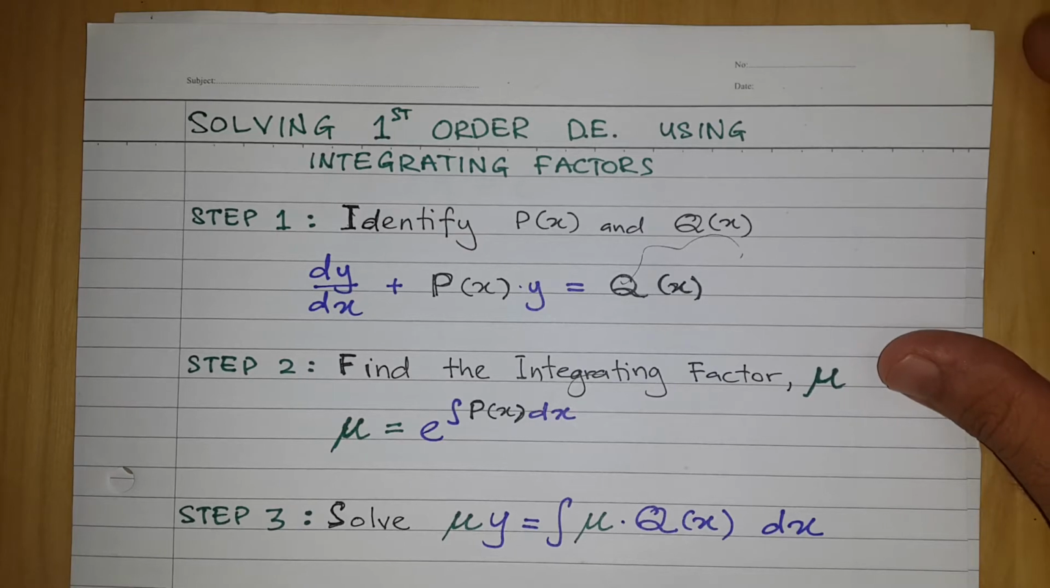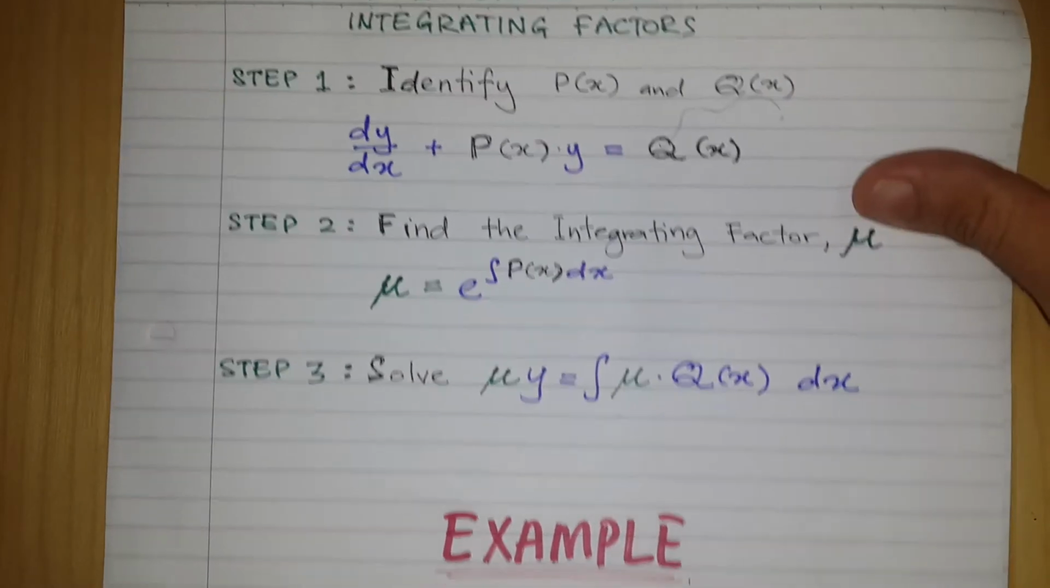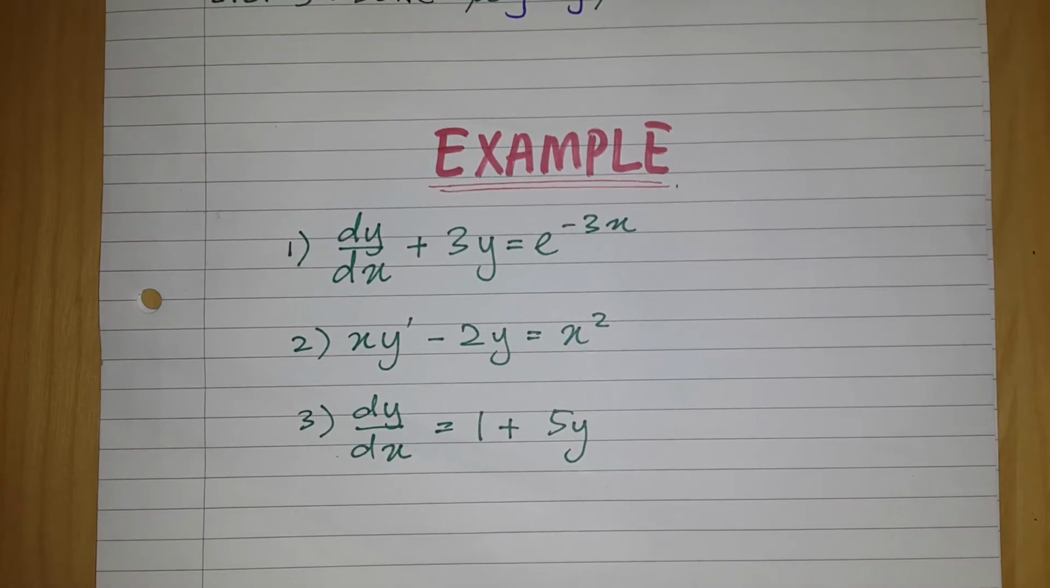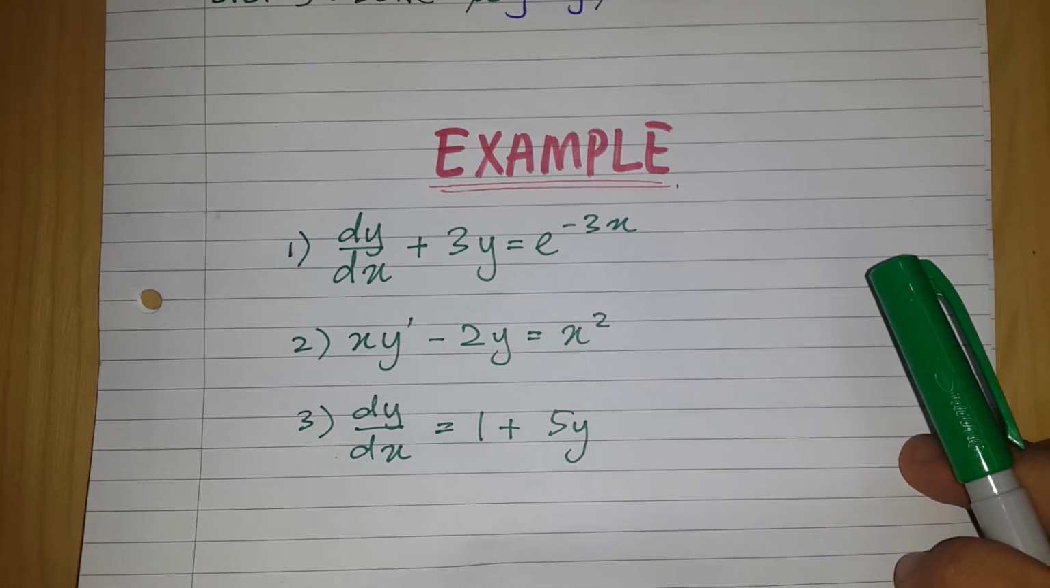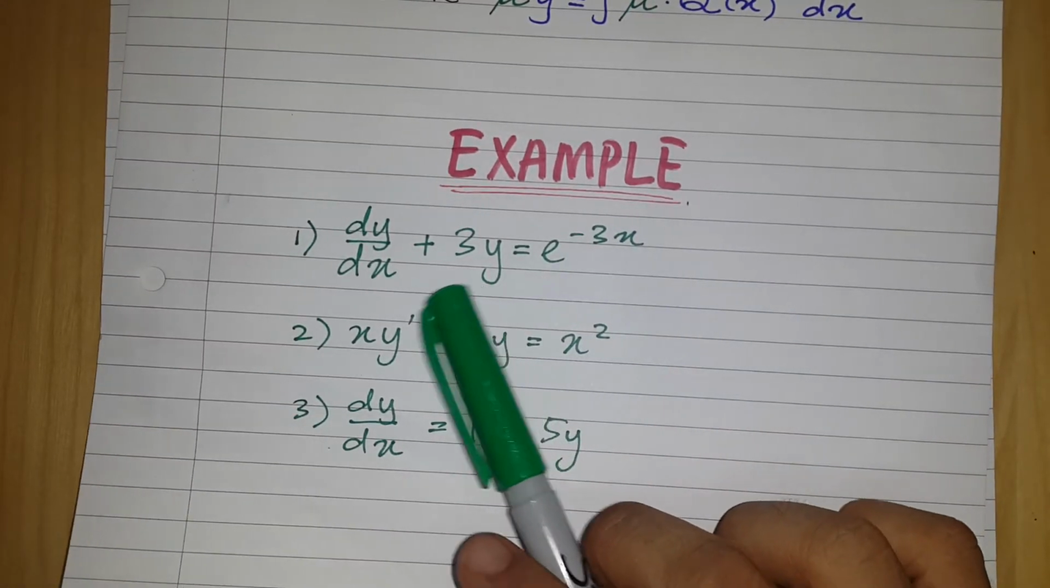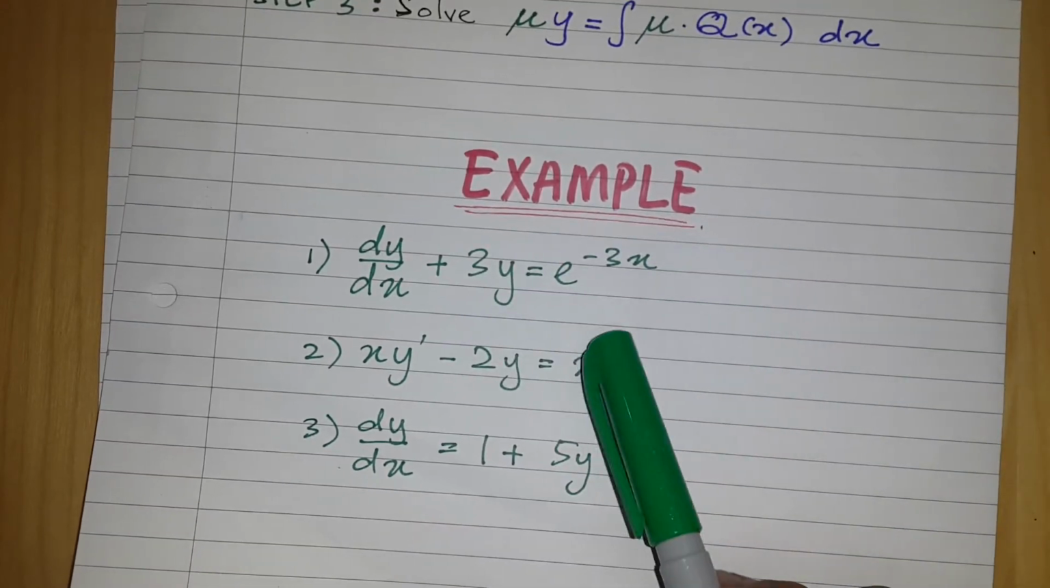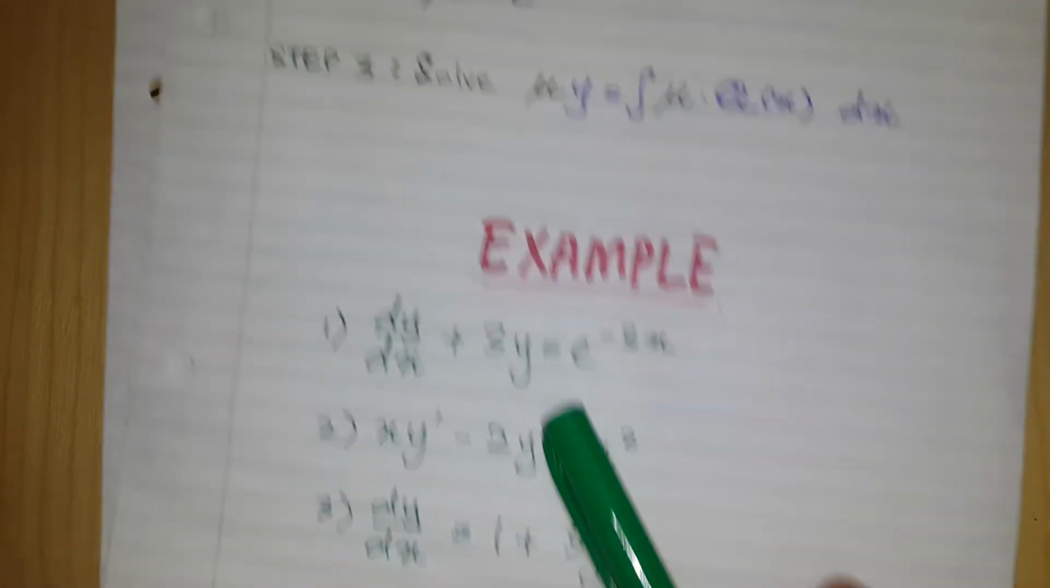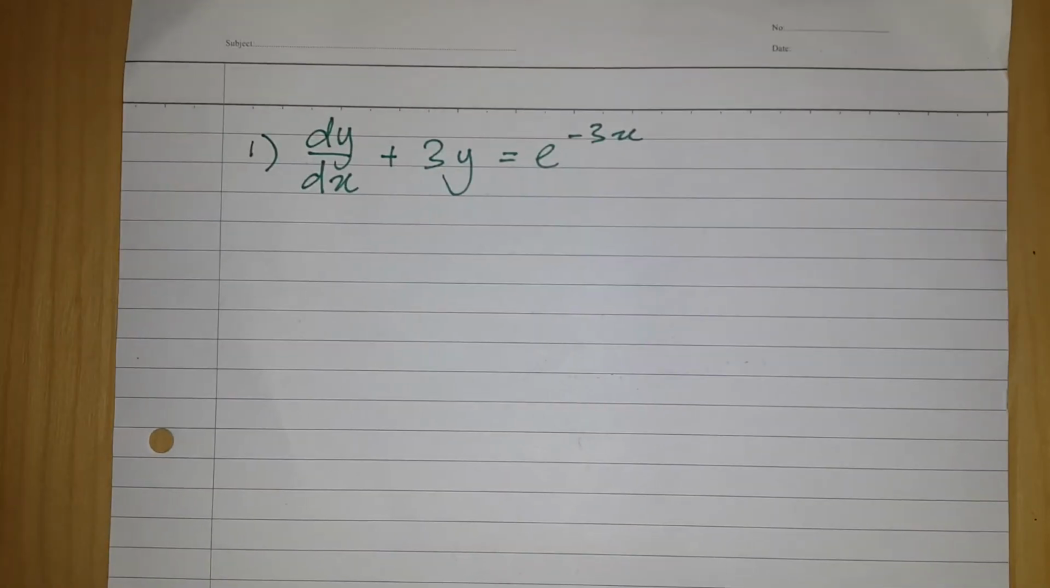Alright, so today we are going to try 3 examples. I'm going to separate these 3 examples into 3 videos so that you can see them separately. So let's try the first one: dy/dx plus 3y equals e to the power of negative 3x.